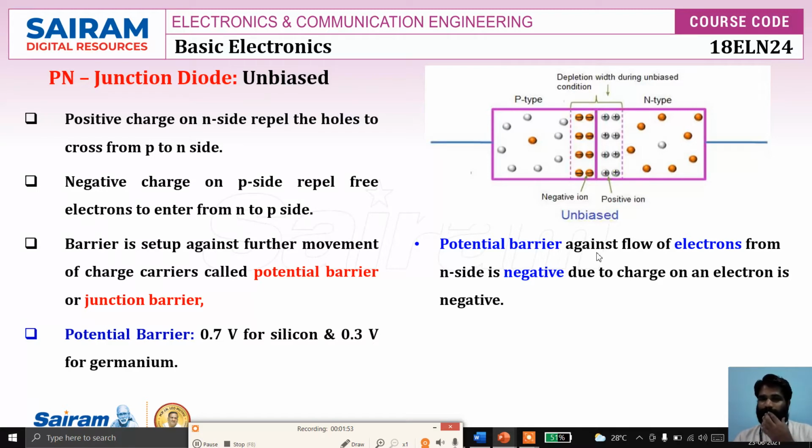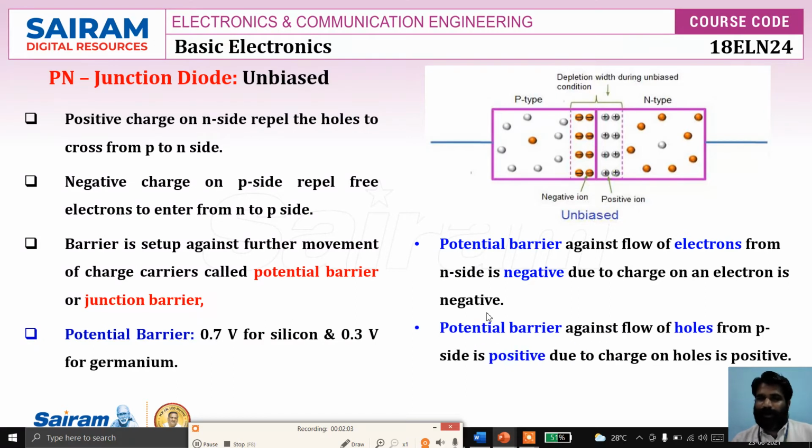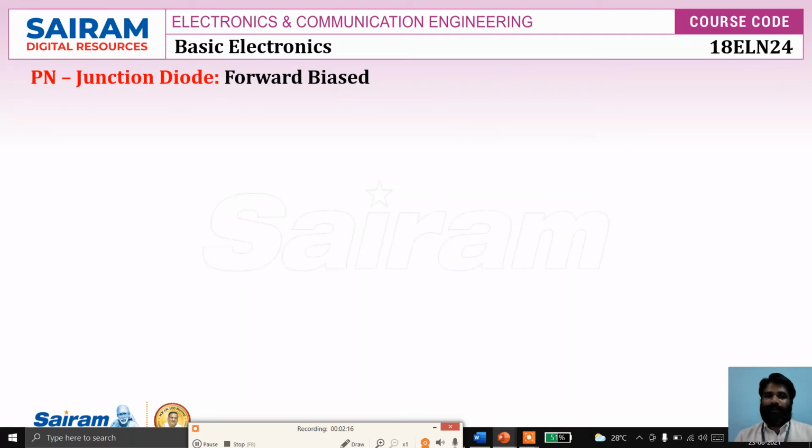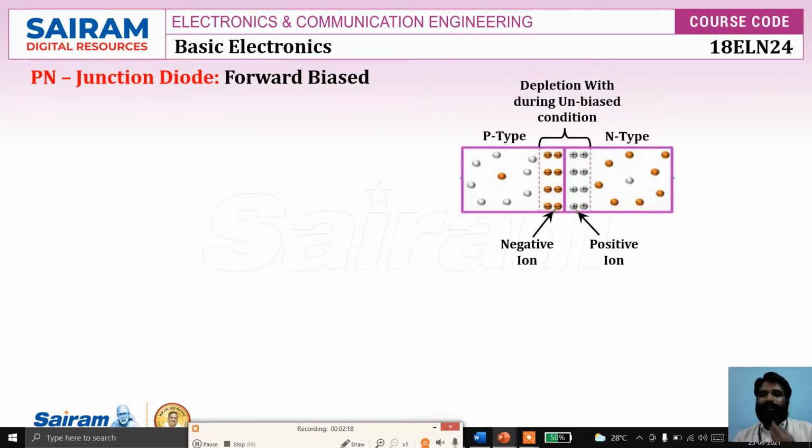The potential barrier against the flow of electrons from the N side is negative, due to the charge on the electrons being negative. Similarly, the potential barrier against the flow of holes from the P side to the N side is positive, due to the charge on the holes being positive. This is the unbiased condition. Now let's see forward bias.